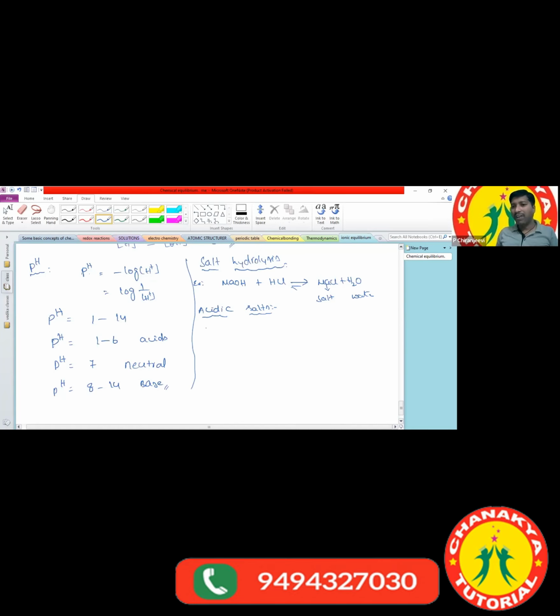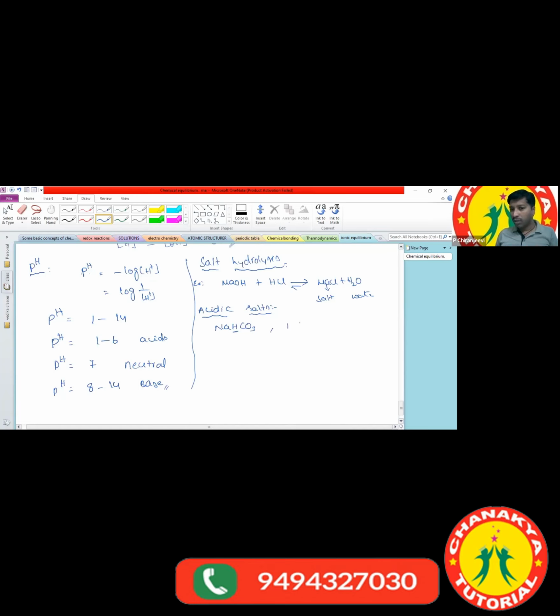So we have different types of salts. Acidic salts are there. What is meant by acidic salts? The salts which contain replaceable H plus ions are called acidic salts. What are the examples? Sodium bicarbonate, NaHCO3. In this one, we have one replaceable hydrogen.